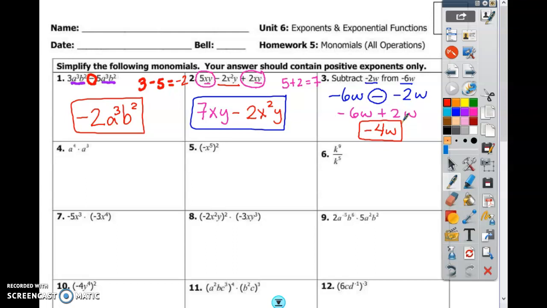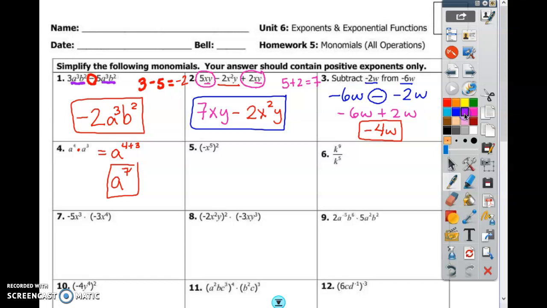All right, so problem number 4. Let's see if you remember what happens when you are multiplying. What do you do with those two, the 4 and the 3? That's right, you would add them. So it's going to equal a to the 4 plus 3. And 4 plus 3 equals 7.